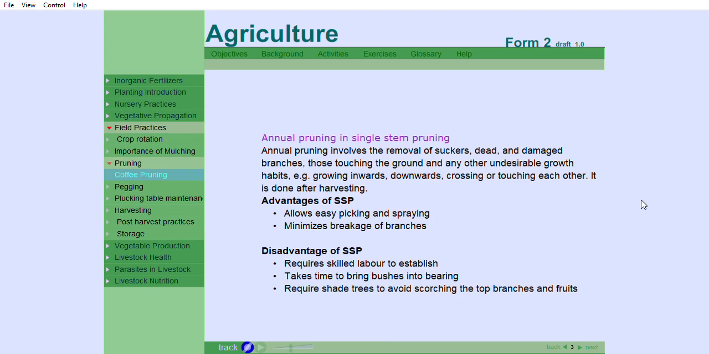Disadvantages of single stem pruning: requires skilled labor to establish, takes time to bring bushes into bearing, and requires shade trees to avoid scorching the top branches and fruits.